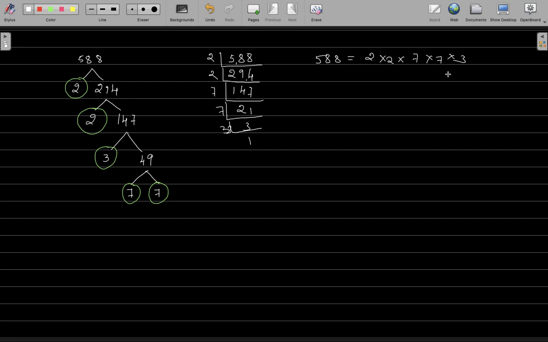So in either way you solve it, either this way or using the factor tree method, whichever way you solve it, the final combination of the prime factors that you get is always the same. If I want to represent it in terms of exponents, I can write it as 2 power 2, because there are two 2's here, so I'm just writing a superscript which is 2. This is 7 power 2 times 3, right? So this is the prime factorization for 588.